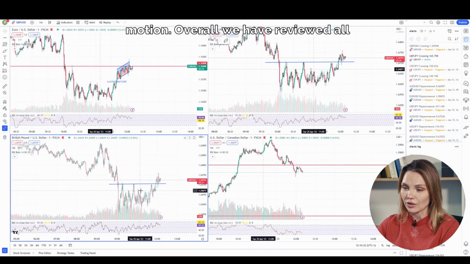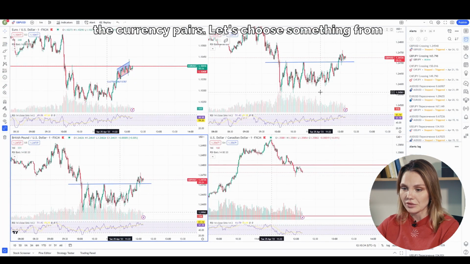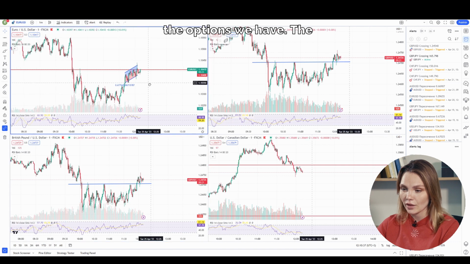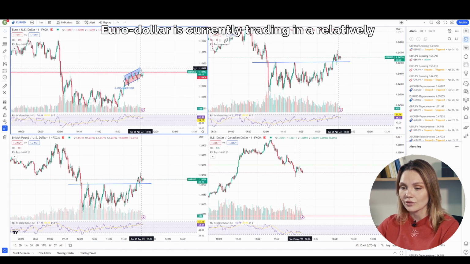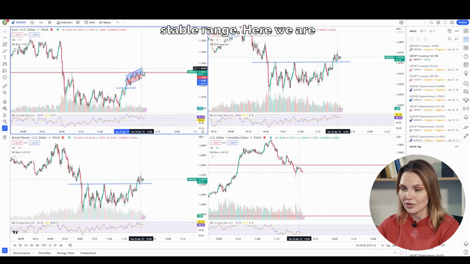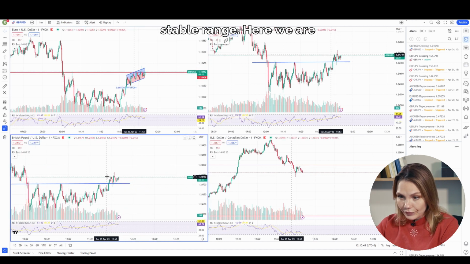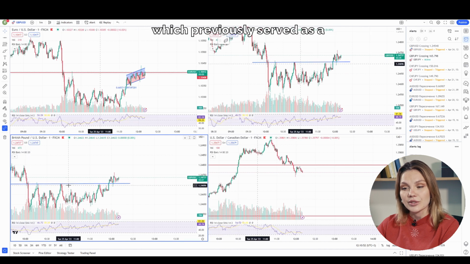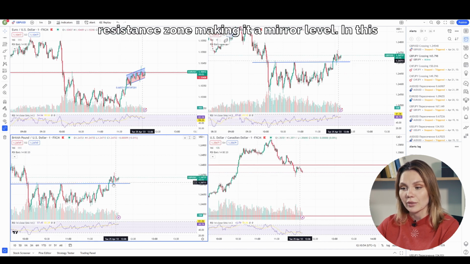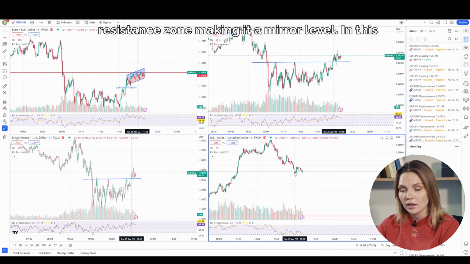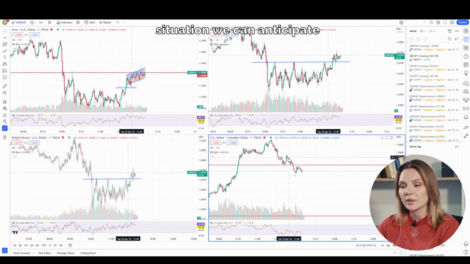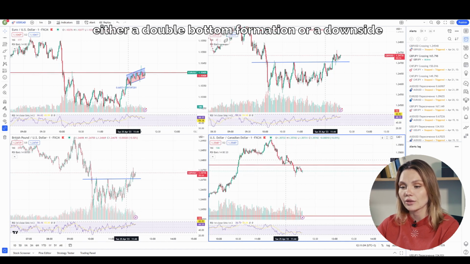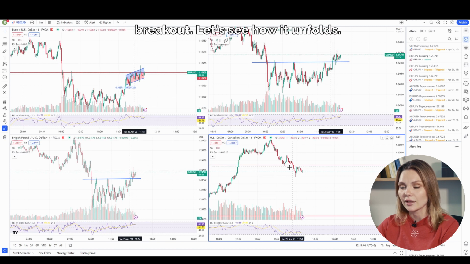Overall, we have reviewed all the currency pairs. Let's choose something from the options we have. The euro dollar is currently trading in a relatively stable range. Here, we are anticipating an approach to the support line, which previously served as a resistance zone, making it a mirror level. In this situation, we can anticipate either a double bottom formation or a downside breakout. Let's see how it unfolds.